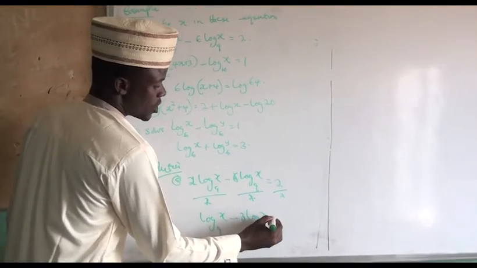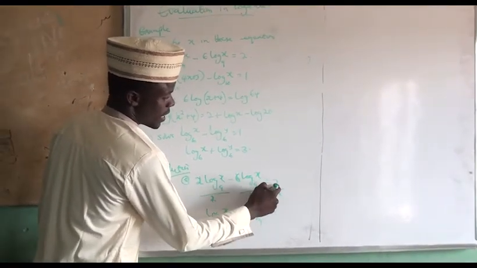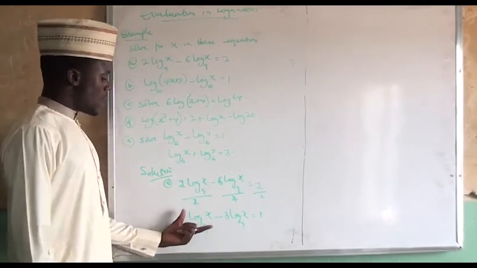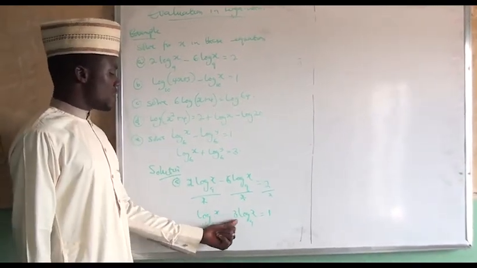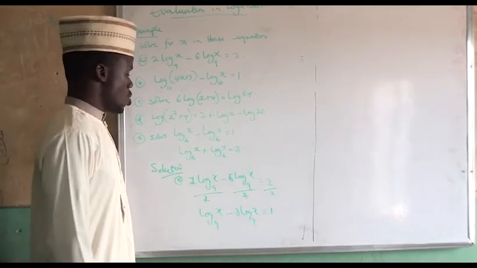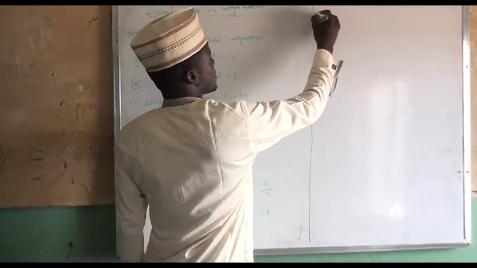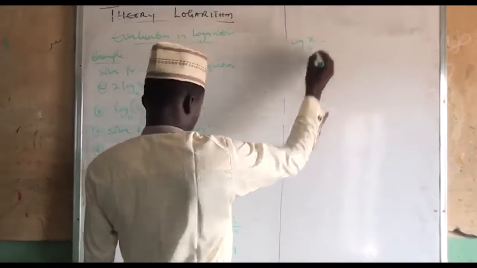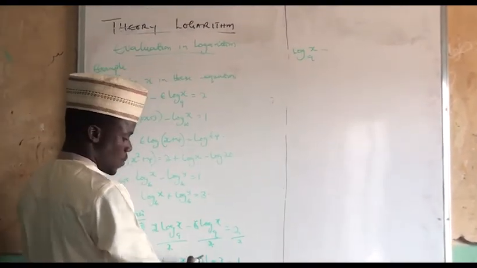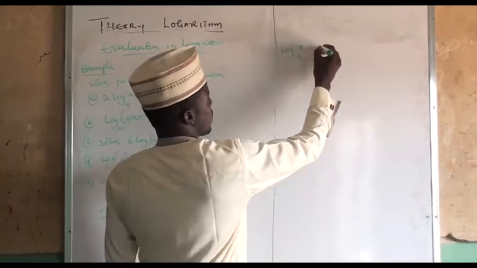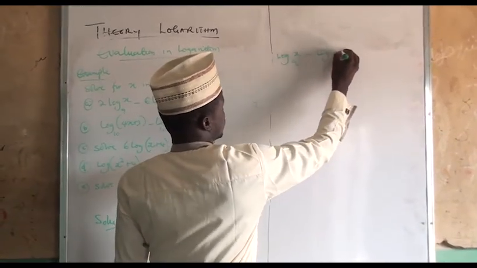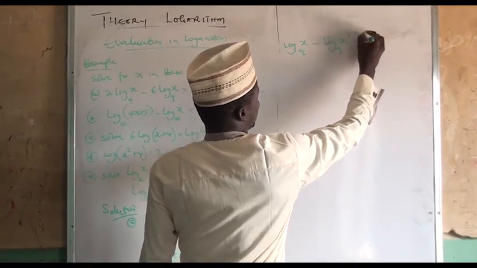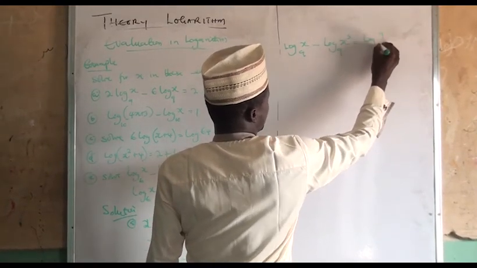So here we can now say equals to, here we have 2 divided by 2, which is equals to 1. So as here we have log x base 9 minus 3 log x base 9 equals to 1. So we now say log x base 9 minus, this is a power, so we have to take it to the front of the log. That is, we say logarithm of x to the power of 3 base 9 equals to log 9 base 9.